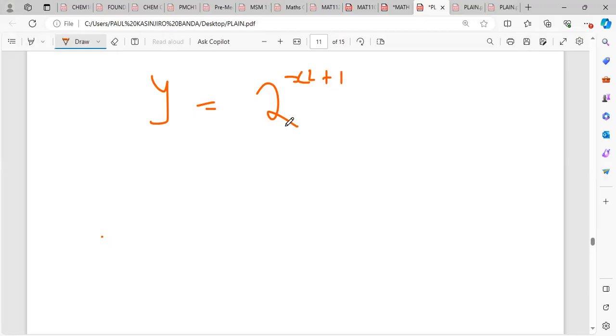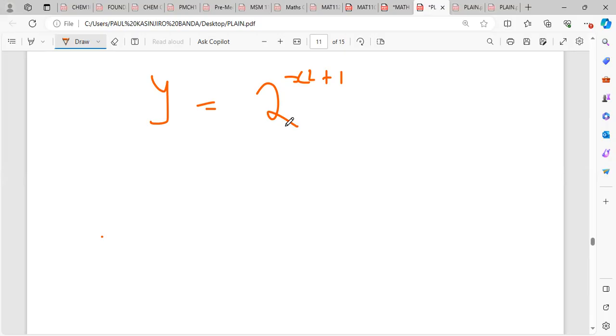So how do we differentiate such an equation, where we have a number being raised to the power, and it's not a variable? It's different when you have y equals x to the power of something. That one is very simple, but this one we have a number. So how do you differentiate that? And we can see that this function is a composite function.